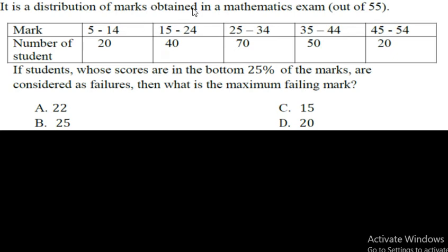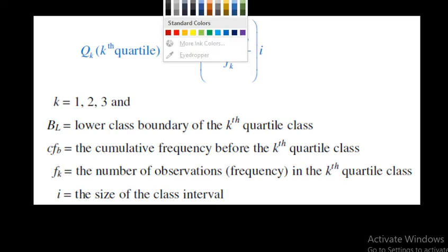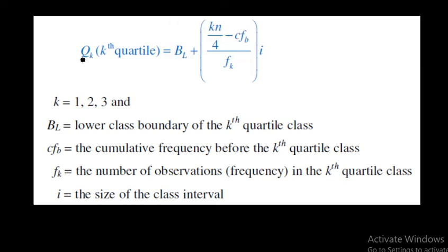So what is the formula to find a quartile? Let me recall it for you. Here it is. The formula for quartile is Q_K equals BL plus (KN over 4 minus CFB) over FK, the whole times I. What does Q_K mean? The K means which quartile, first, second or third quartile.